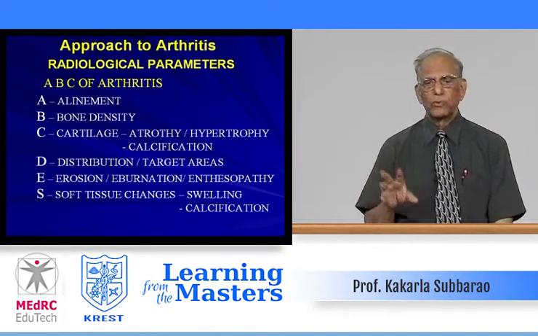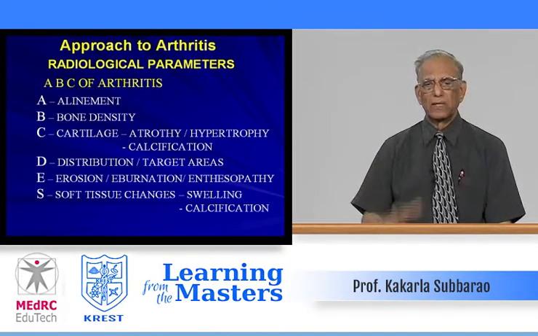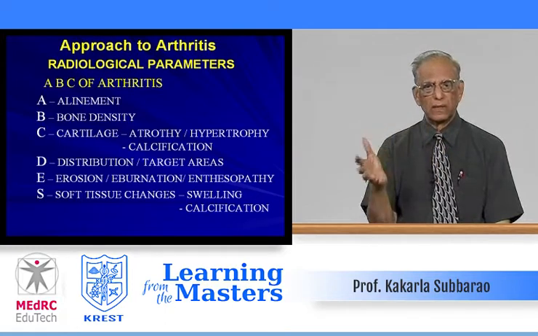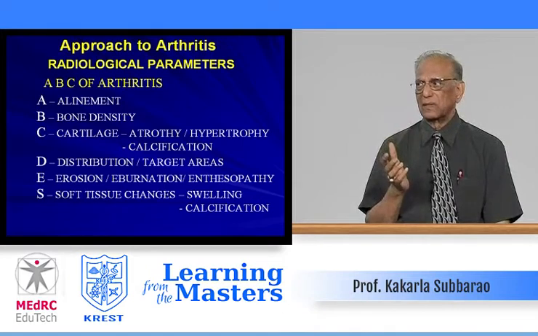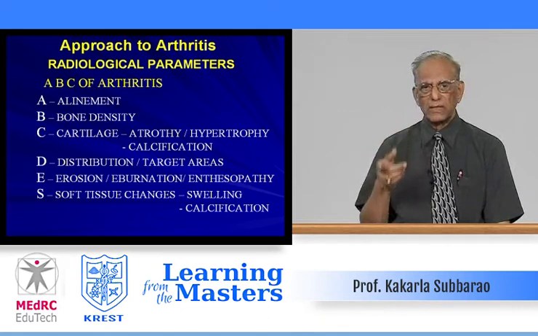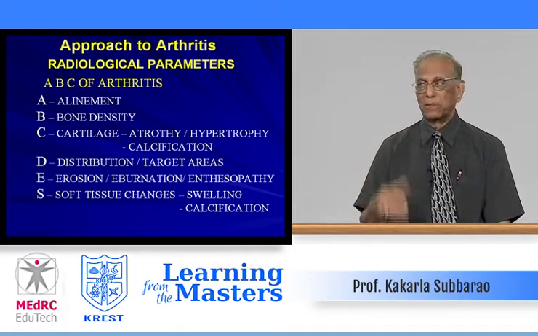Then how do you approach? There is a film, and clinically they think of an inflammatory type of arthritis. You got a film. How do you approach? There must be some parameters, radiological parameters. That's why I always say the A, B, C, D, E, S type of arthritis. This has become so popular. Now most of the rheumatologists also follow these parameters.